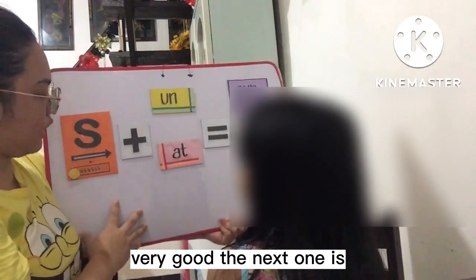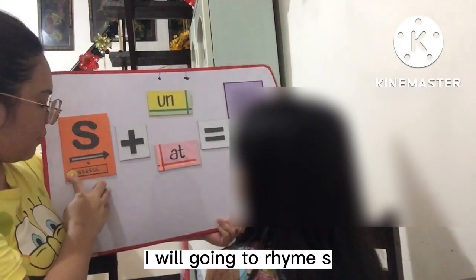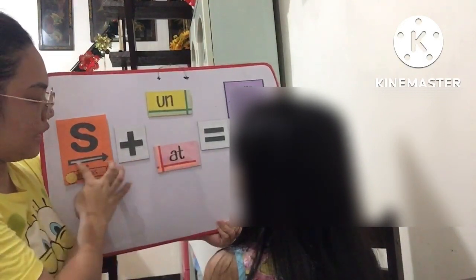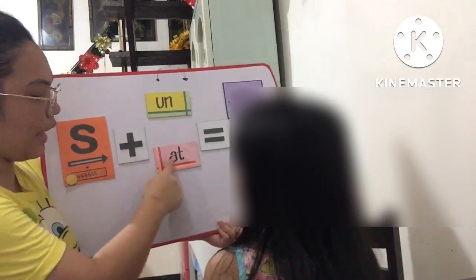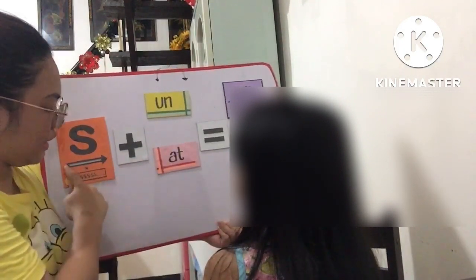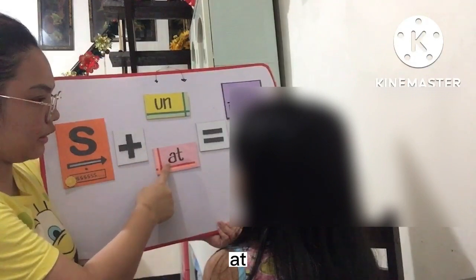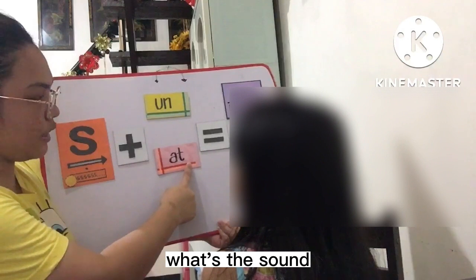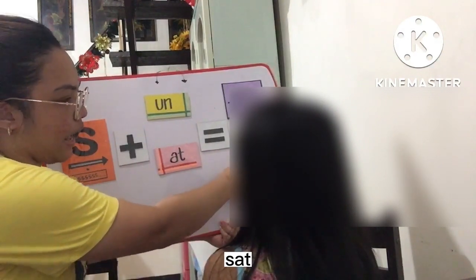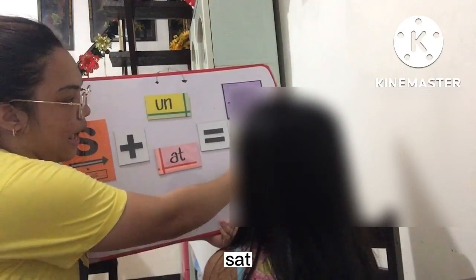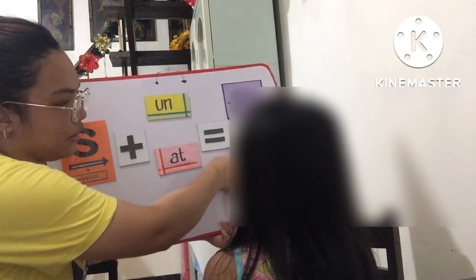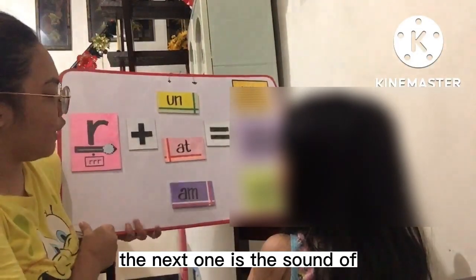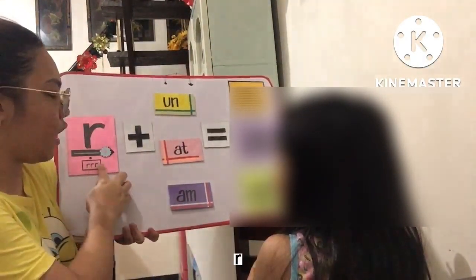The next one is, I will go into rhyme s with at. S at. When I rhyme s with at, what's the sound? Sat. Say it fast. Sat. Okay, very good. Okay, the next one is the sound of R.